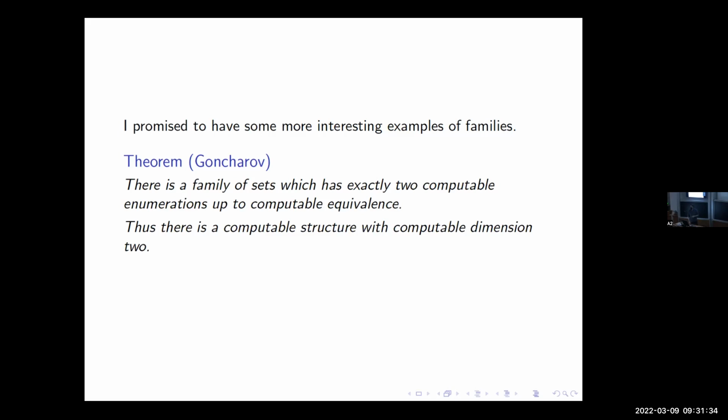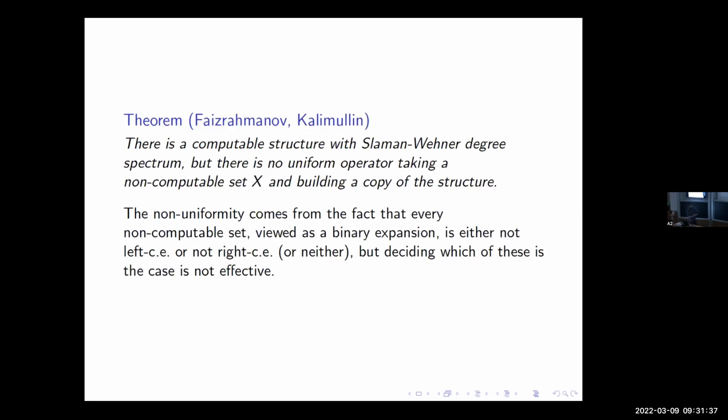And it's really all about the families here. Another example I really like is this one of Ramanov and Kalimullin, which says, so there was the Slaman-Wehner structure. It had the degree spectrum, which was all the non-computable things. And they showed that you can get this degree spectrum, but not in a uniform way. So what this means is there's no way to get from an X-computable set an X-computable copy of the structure. And the non-uniformity really comes from this cool fact that, if you have a non-computable set and you view it as a binary expansion, you view the zeros and ones, and you think of that as the binary expansion of a number behind the decimal point.